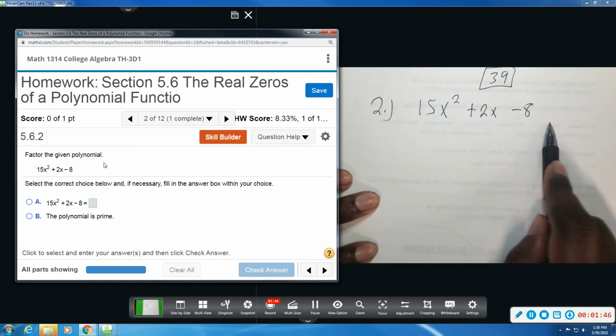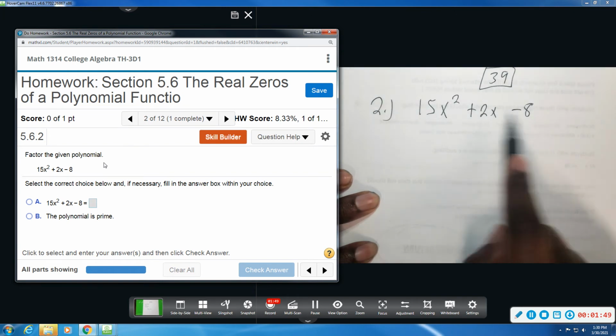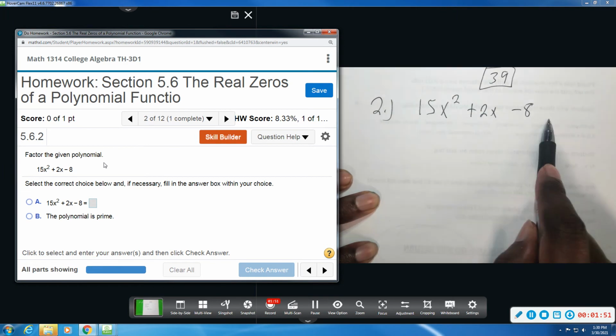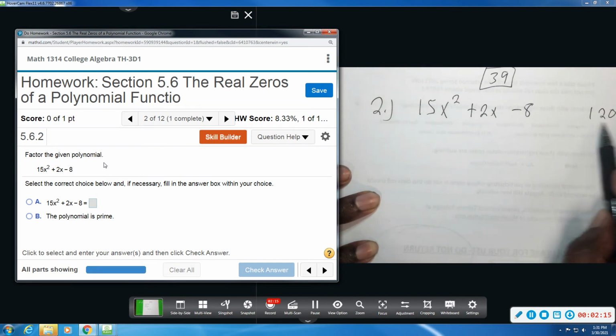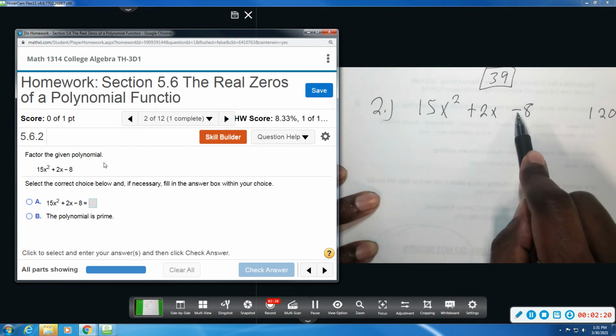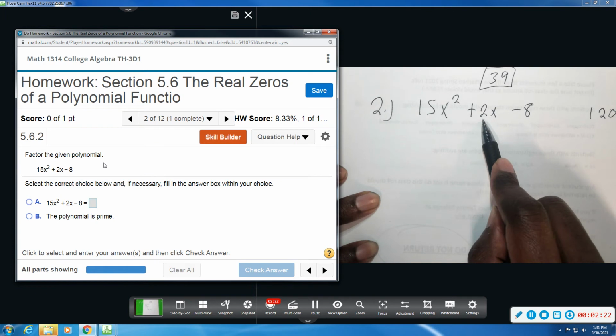These numbers have nothing in common other than 1. These two have 2, but we need something that all 3 can be divided by. All right, so since we cannot factor out a common factor, we will multiply the leading coefficient and the constant term. So that is 8 and 15, and that will give us 120. Now I know it will be a negative 120, but the sign is not important here. So what we want to do now is list the factors of 120 to see the two that when subtracted will give us 2.